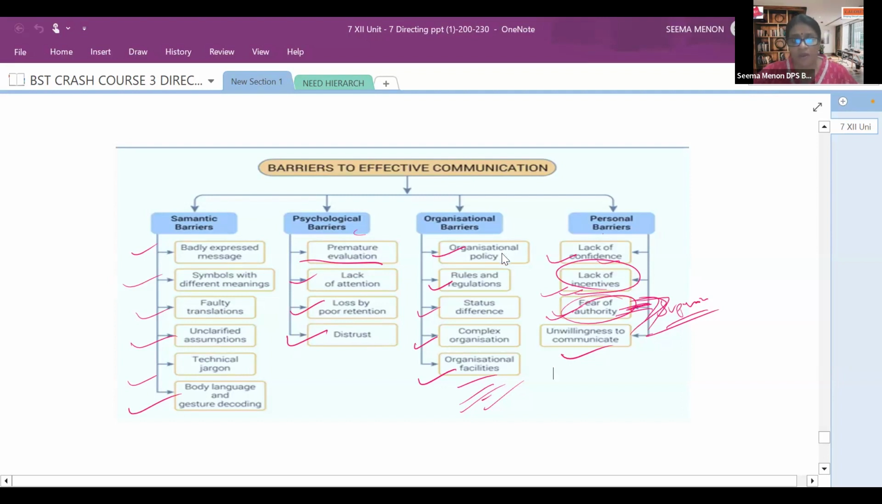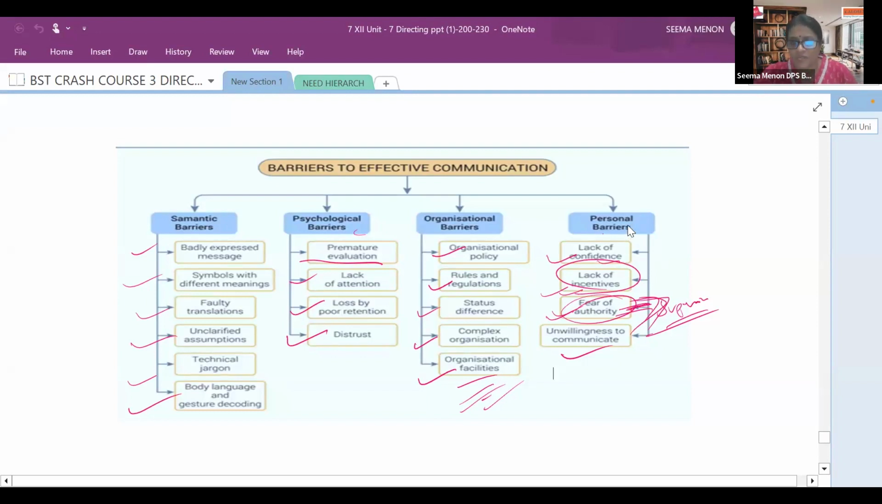Here comes organizational policy. Because of that, what is happening? They are not able to speak openly; rules and regulations they strictly follow. One more thing is the complex organizational structure. Because of that, the flow of communication from top to bottom can get delayed. Status difference: sometimes the superior will not share everything with the subordinate because of their level in the hierarchy. Complex hierarchy levels also come there. Organizational facilities are not there to communicate smoothly, like intercom, public speaking or addressing systems, etc.